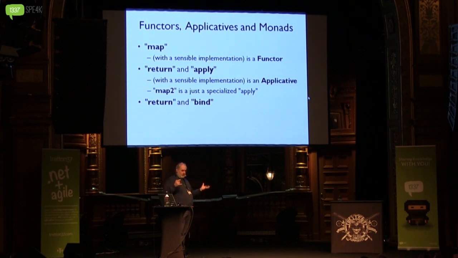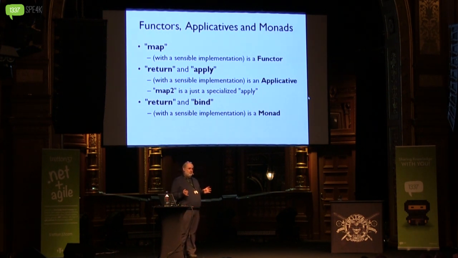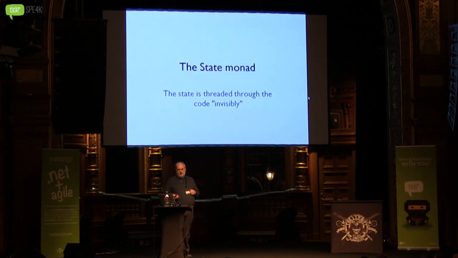And if you have a return thing and a bind thing, and you can put them together with a sensible implementation, that's a monad. So a monad is just a bind thing and a return. If you write those two functions, you've got a monad. So it's really a mysterious word, but you can see that the concept of bind and return, they're not actually very hard. So what we've done here in this talk is actually created the state monad. So the state monad is a special kind of monad that threads the state invisibly through all the code.